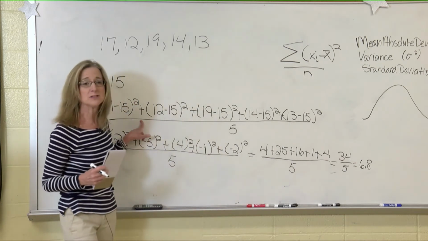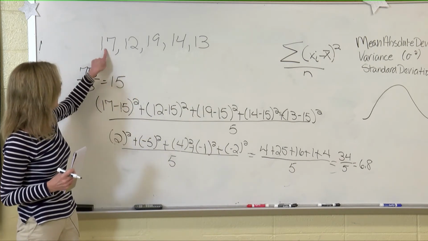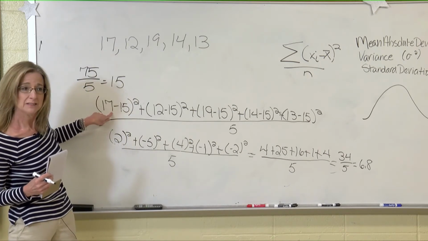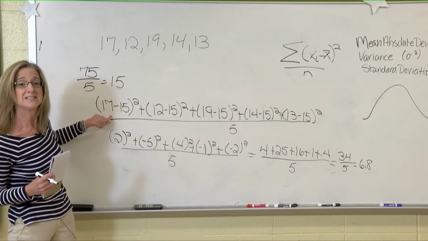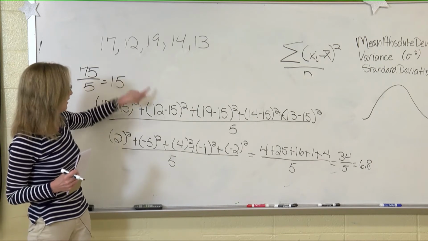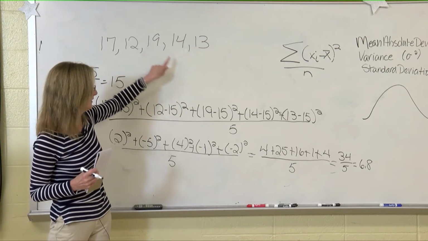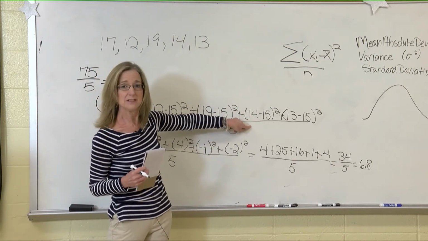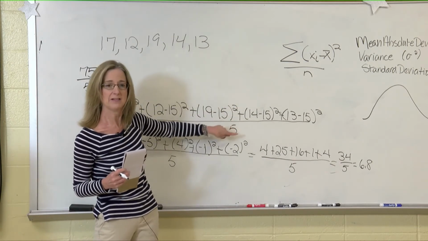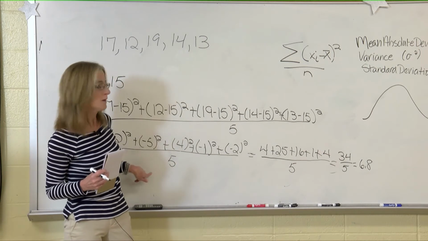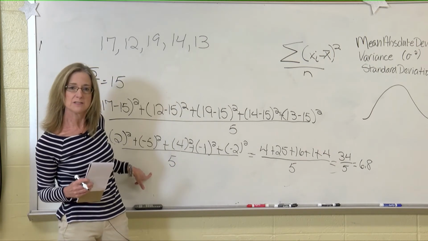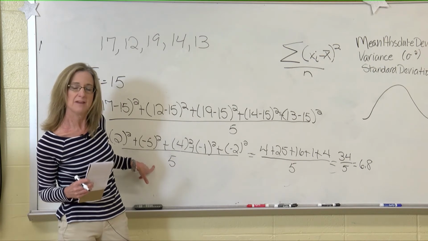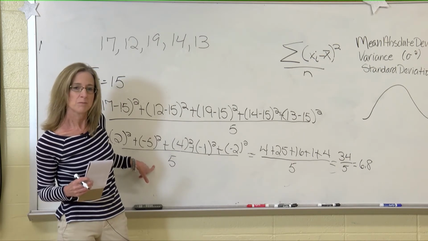So let's go over this one more time. I take the numbers in my data set, and I subtract my mean, and I square the difference. 12 minus 15 squared, 19 minus 15 squared, 14 minus 15 squared, and 13 minus 15 squared. Make sure I square those differences and then divide by the total number in my data set. And that gives me my variance.